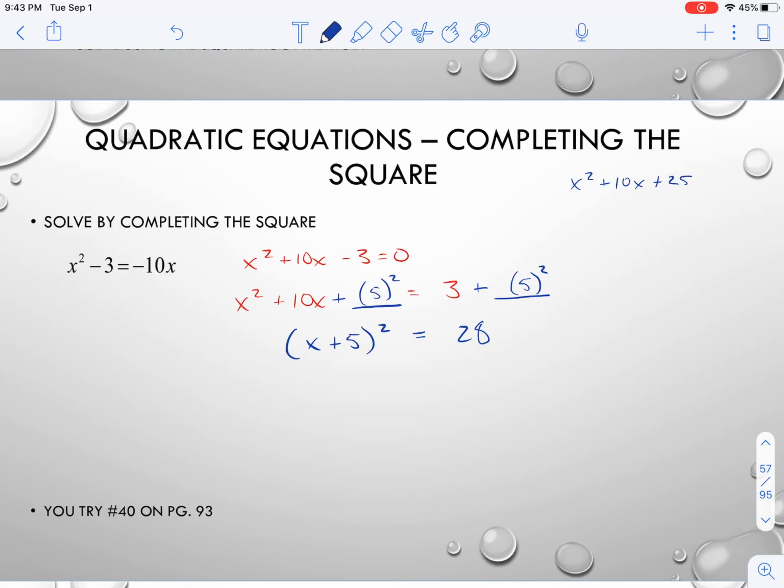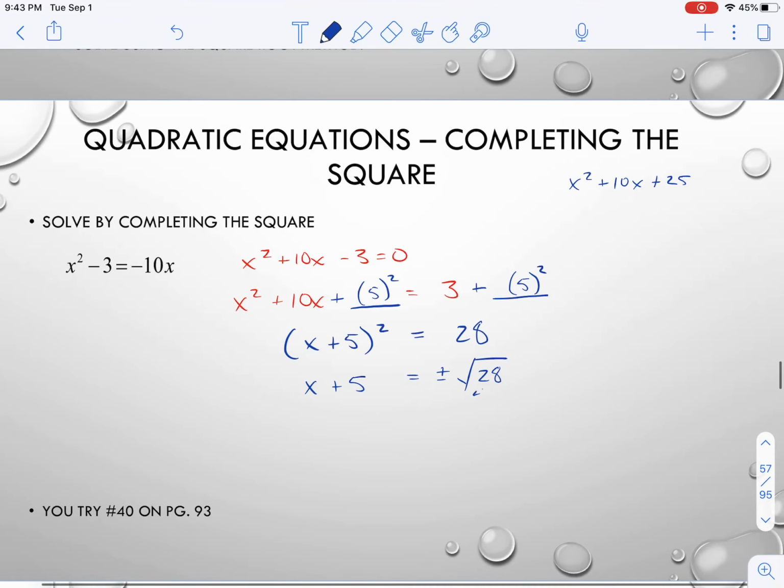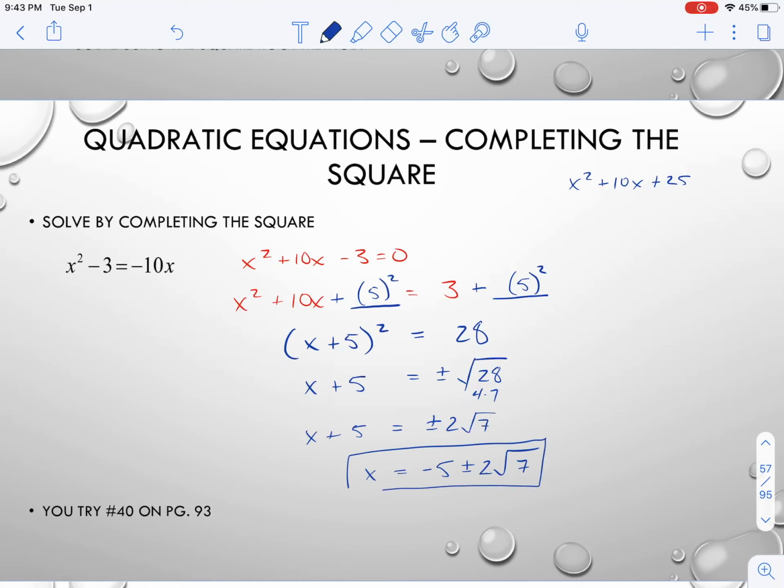Now I'm going to take a square root of both sides. When I do that, I get x plus 5 equals plus or minus the square root of 28. 28 has a perfect square factor: it is 4 times 7. So I have x plus 5 equals plus or minus 2 square roots of 7. I subtract that 5 over, and I have x equals negative 5 plus or minus 2 square roots of 7. For right now, I want you to leave this in this form.